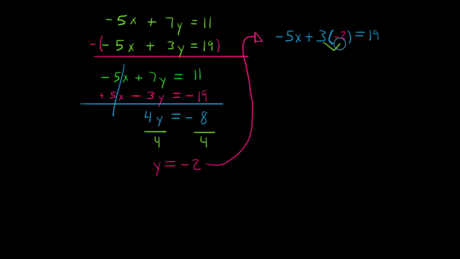All right, so 3 times -2, that will give me -6. All right, so I'm going to bring everything else down. I want to put parentheses around this -6. So I have -5x plus -6 is equal to 19.